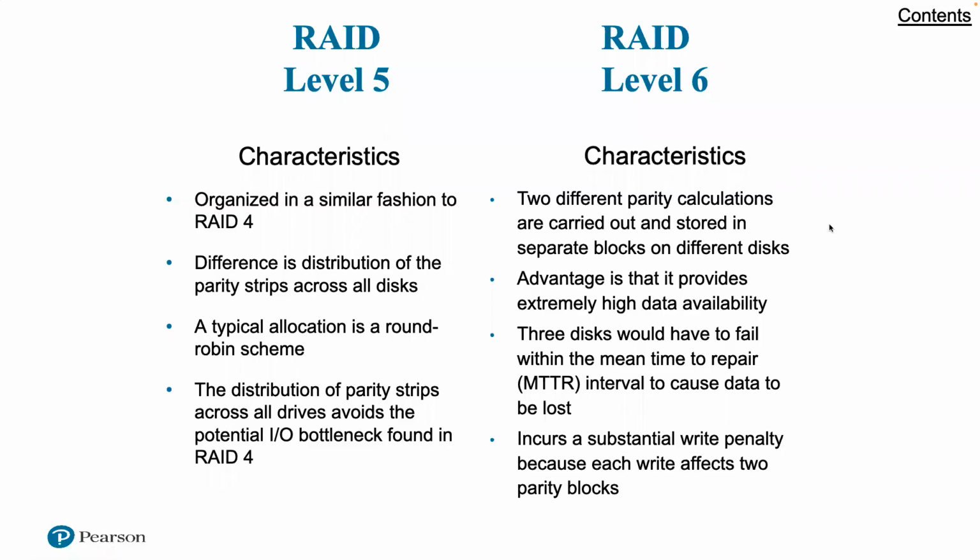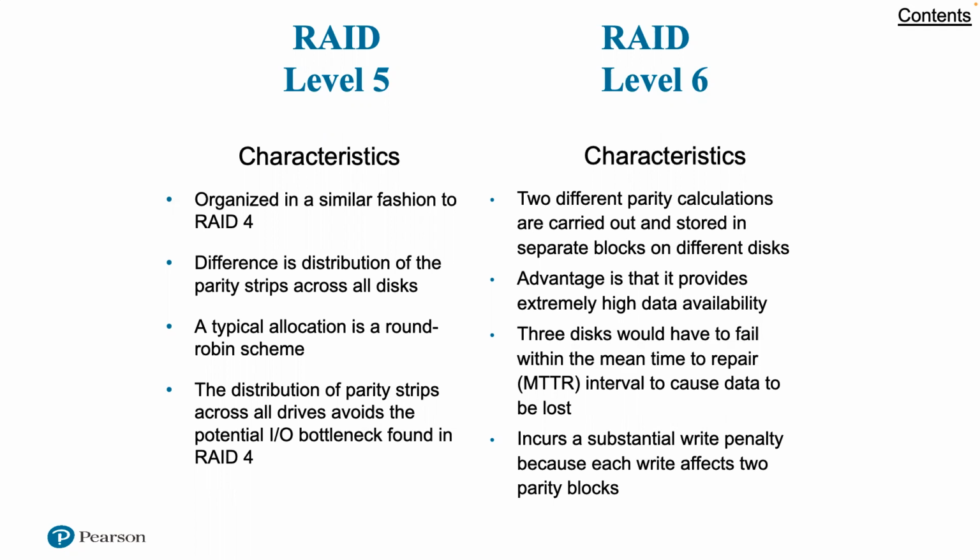Let's finish up with these last 2 RAID levels, level 5 and level 6. Remember, RAID 0, 1, 5 and 6 are commonly used. So RAID 5 is organized in a similar fashion to RAID 4. The difference is the distribution of the parity stripe across all disks. A typical allocation is a round-robin scheme. The distribution of parity stripes across all drives avoids a potential I/O bottleneck found in RAID 4.